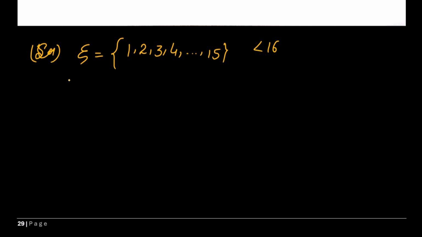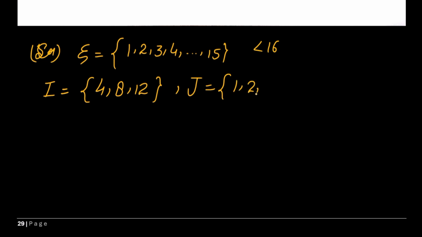The next set is I. The set I consists of all those elements which are multiple of 4. Multiple of 4 means 4, 4 2s are 8, 4 3s are 12. The second set is J. The set J consists of factors of 8. Factor of 8 means all those elements that divide 8. So the first element is 1, second is 2, third is 4, and the fourth one is 8 itself.